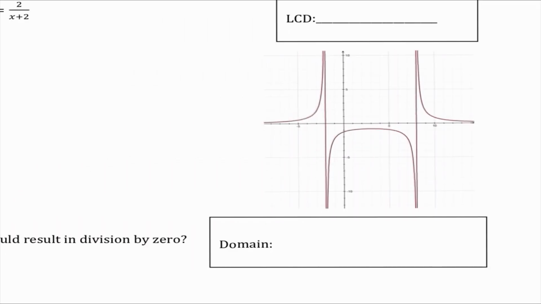So the final thing we need to do is write the domain. And once again, we can see that this domain is in 3 different parts. Our first part being from -infinity to -2. Our second part here being from -2 to 8. And our third part being from 8 to infinity. So that would be our domain.